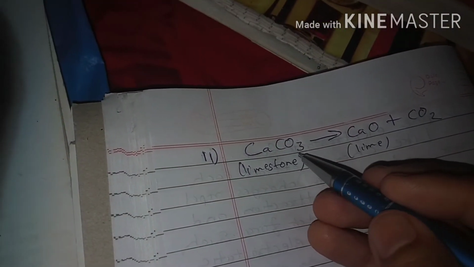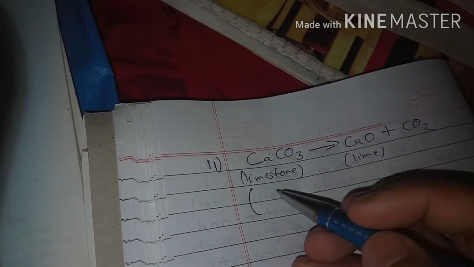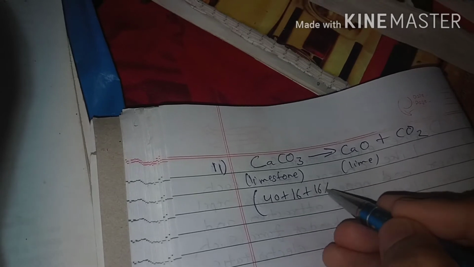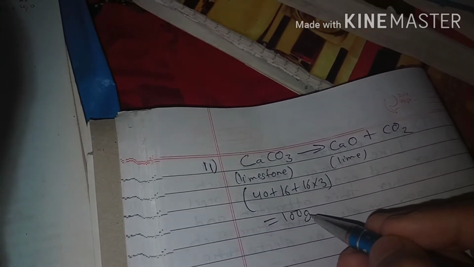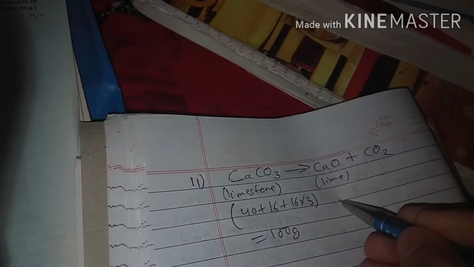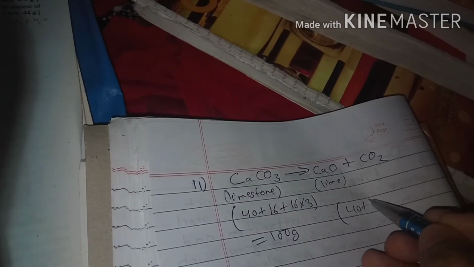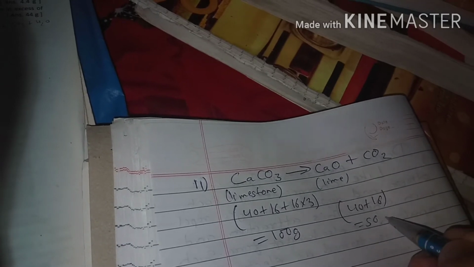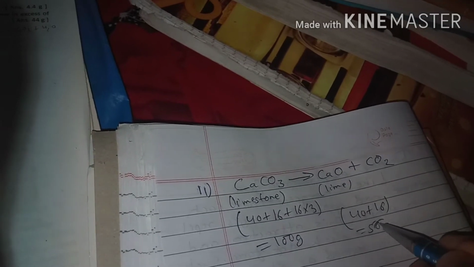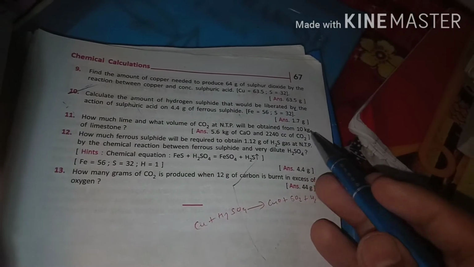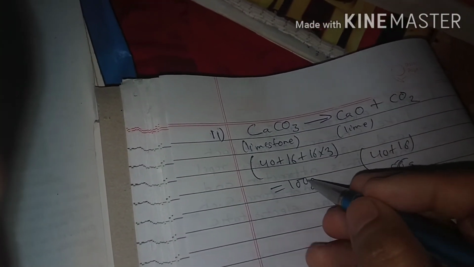First of all we will find the molecular weight of CaCO3. Calcium is 40, carbon 12, oxygen 16 into 3. So we already know this value is 100 gram. And calcium oxide: 40 plus 16 equals 56 gram. Now among this which one is known? Known is 10 kg of limestone. This limestone is known, that's why we'll start from here.